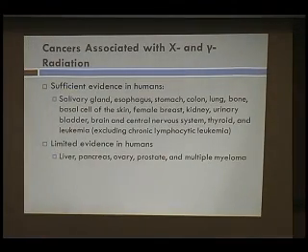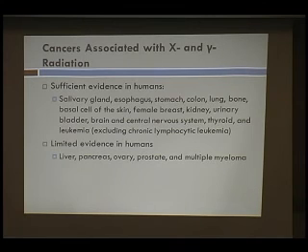So what are the cancers associated with X and gamma rays? So there's sufficient evidence in humans for salivary gland, esophagus, and I've listed all of these. And so the sufficient evidence is basically the International Agency for Research on Cancer, or IARC. They looked at all the scientific literature and said, is there enough of a relationship there in the literature you can say that there would be a causal association? There's enough evidence there. And if there is, then they call it sufficient evidence. So those all have sufficient evidence of an association there.